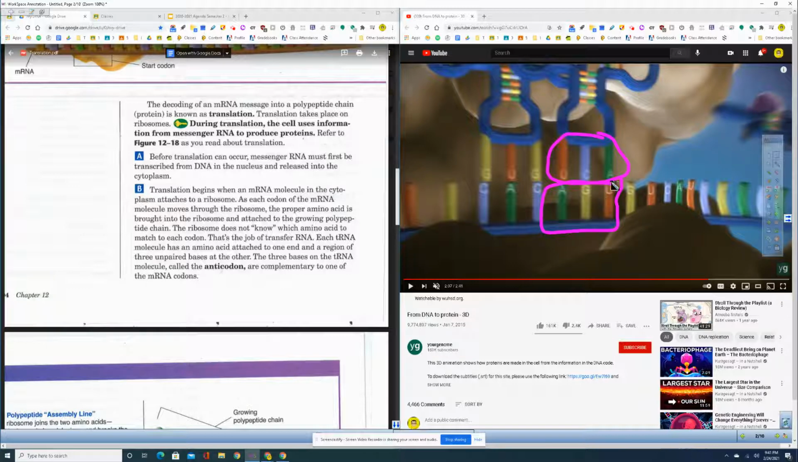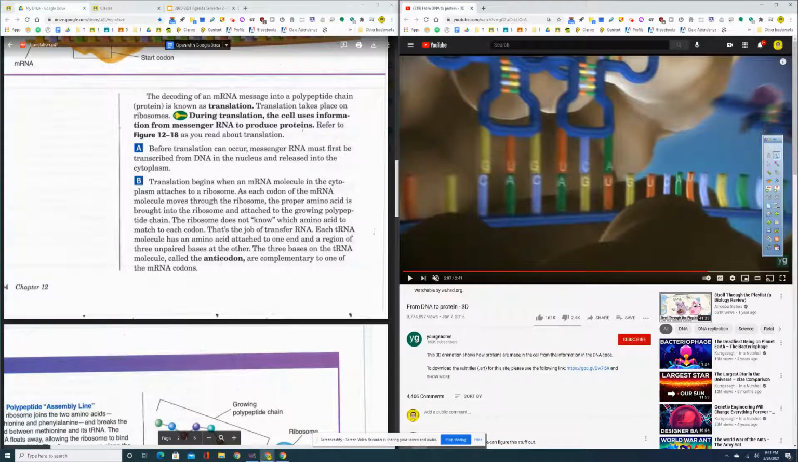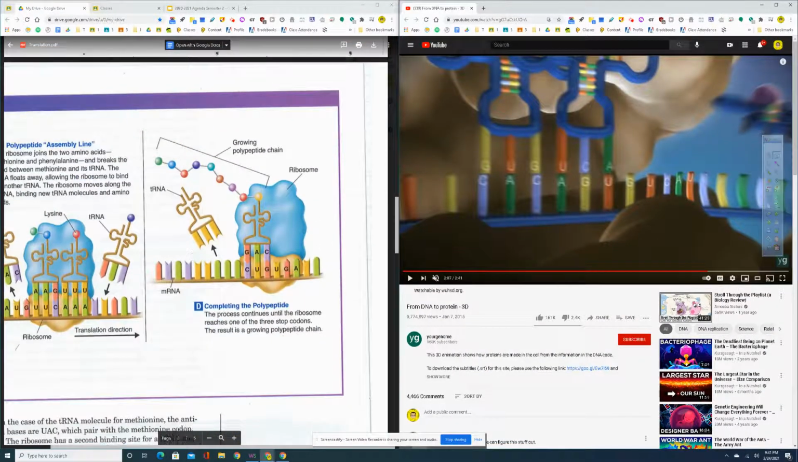The bases are able to join together, and that is what allows the ribosome to connect the amino acids. If there's no match, then the ribosome won't accept those tRNA molecules that come in. So let's continue.